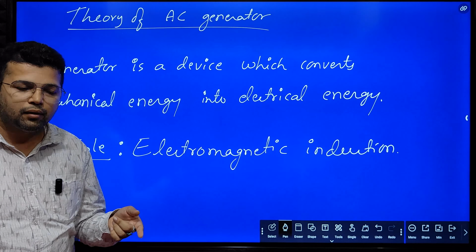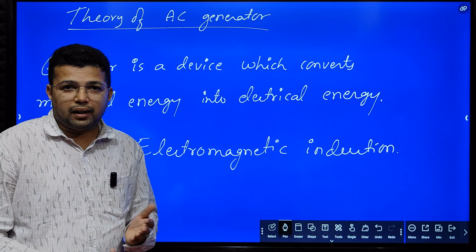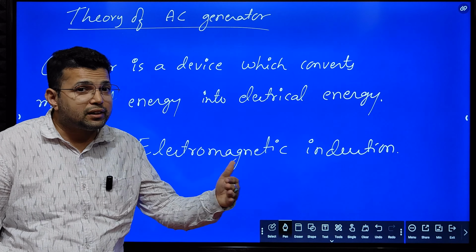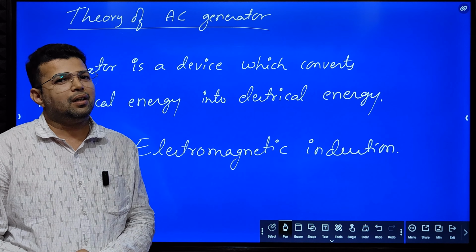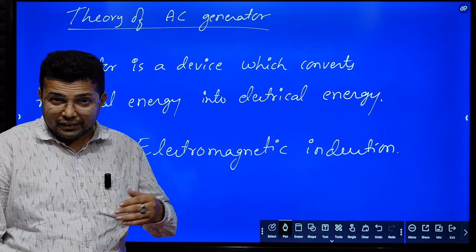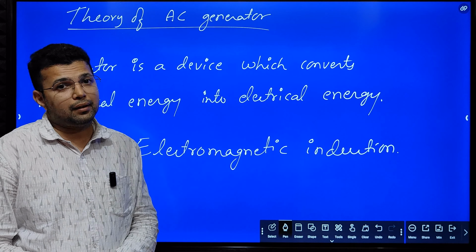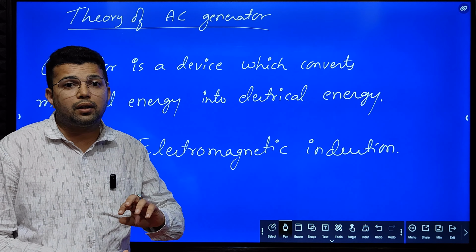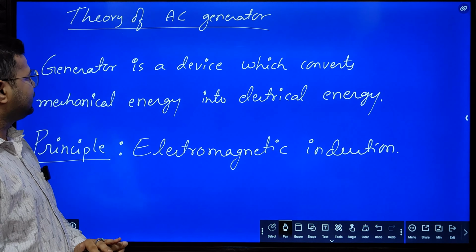If your generator generates a current which changes its direction with respect to time, if the direction of the generated current alternates, then the corresponding generator we call an alternating generator or AC generator.